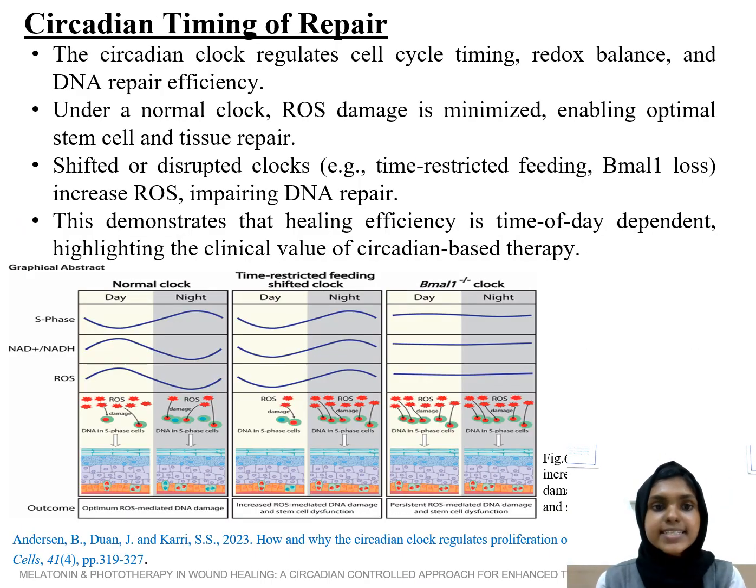This slide shows the circadian timing of repair. The circadian clock regulates cell cycle timing, redox balance, and DNA repair efficiency. As we can see in the figure, that is normal clock, time restricted feeding shifted clock, and BMAL1 minus clock. Under a normal clock, ROS damage is minimized, enabling optimal stem cell and tissue repair. Then the time restricted feeding shifted clock has increased ROS, impairing DNA repair. Then in BMAL1 minus, the clock gene is not present, so DNA damage is high and stem cell dysfunction is present.